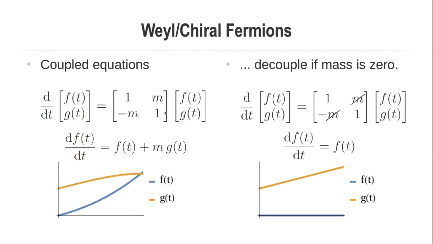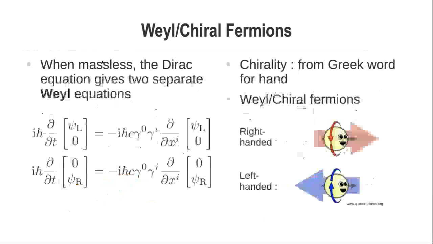So if you just expand this matrix equation, you will see that the differential equation for F depends on G. So say you start with F at 0, but G is at a finite value. F will start increasing according to this differential equation. So F depends on G, and you cannot just talk about F and G separately in this kind of equation. However, if the M here, which is mass in the Dirac equation, is set to 0, then F and G decouple. So F is dependent only on F at that point. So then if F starts at 0, it stays at 0, and G just does its own thing. This is exactly what happens to the Dirac equation if mass goes to 0.